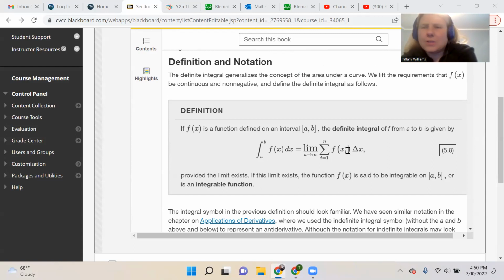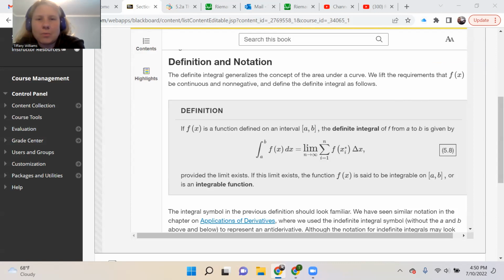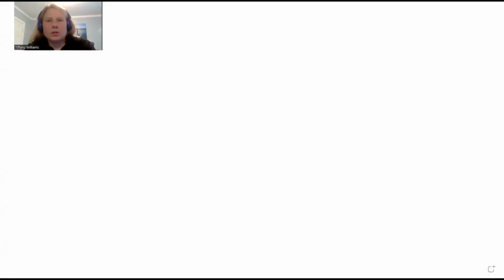This is one way to write the definition. I actually want to show you a different way to write the definition. I've not found it in your book yet, but I'm going to write the definition like this. Let me go to the whiteboard. All right. So I want to write your definition as follows.